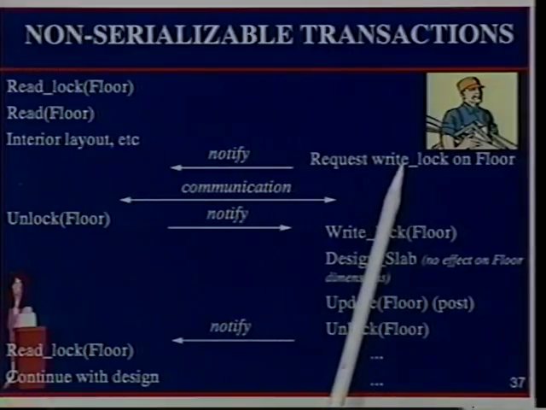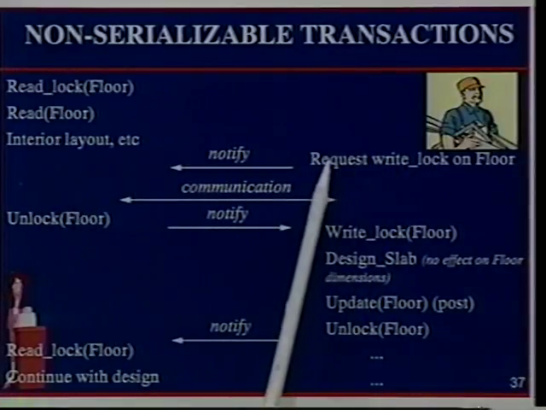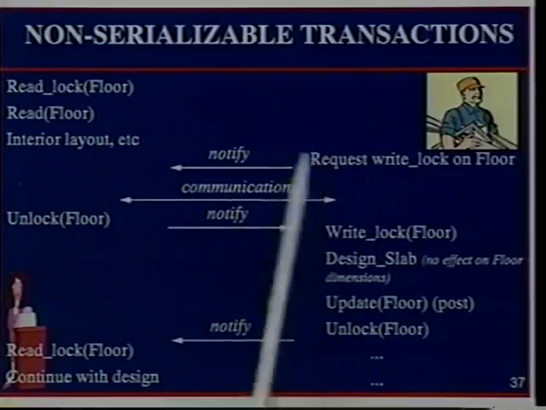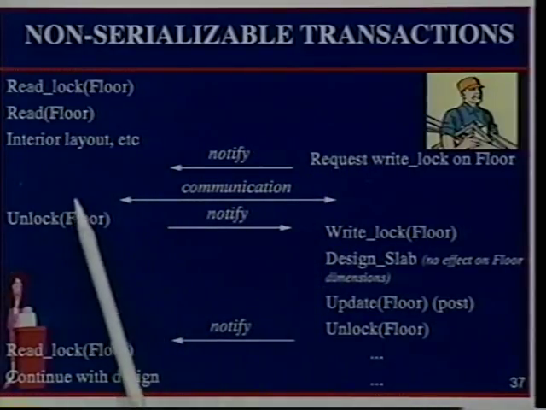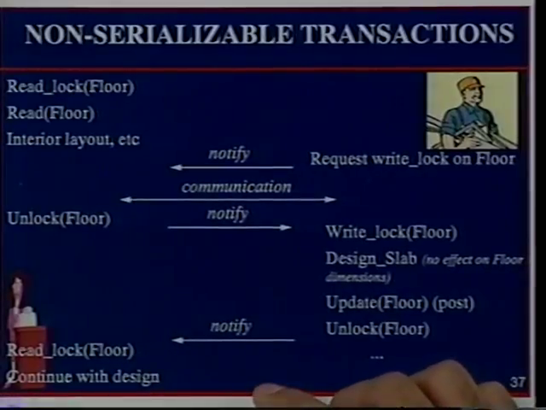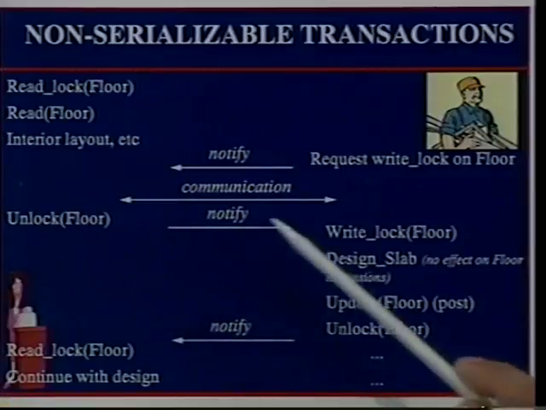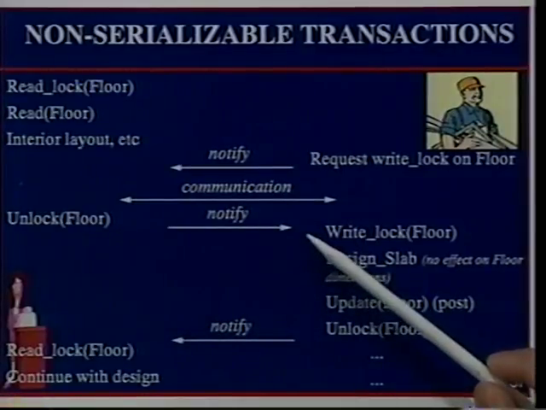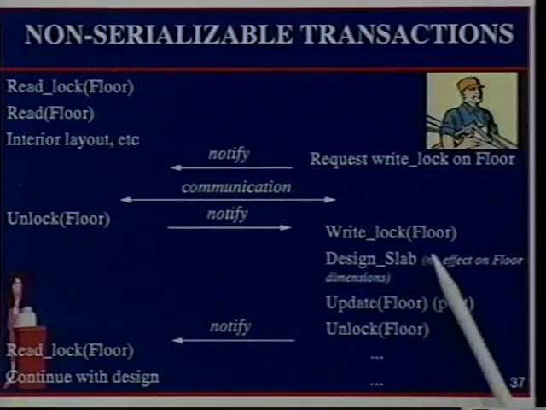So, the structural engineer requests a write lock on this particular floor. The structural engineer sends a message to the architect saying that I want a write lock. Now, the architect is notified of this particular event, and the architect may unlock the floor system, and immediately the structural engineer is notified that okay, now this thing is free for you. So, the structural engineer at this stage gets a write lock on the floor and goes about designing the slab, and this has no effect on the floor dimensions.